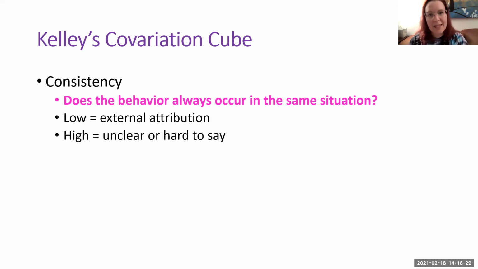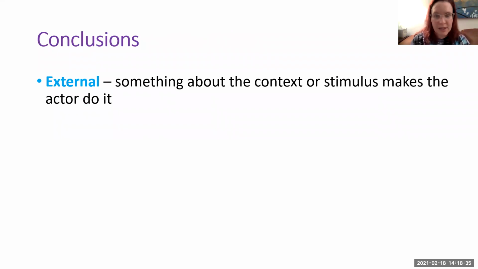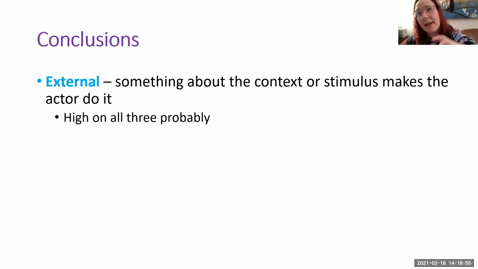I'm going to come back and use that same example to illustrate Kelly's covariation cube with the conclusions that we draw. So once you've evaluated all three of these elements, you're going to come to a conclusion that it's either an external attribution, something about the context or the stimulus is making the actor behave the way that they're acting, or you can go by each individual component. If all three elements are high consensus, high distinctiveness, high consistency, then that means it's something about the situation.